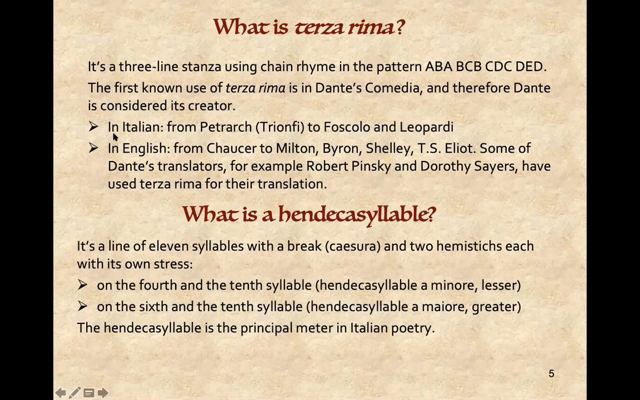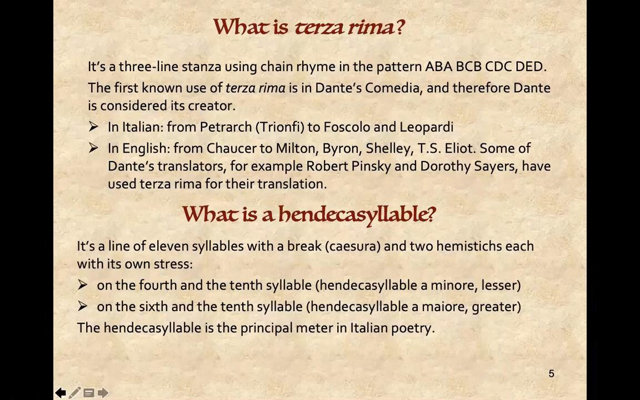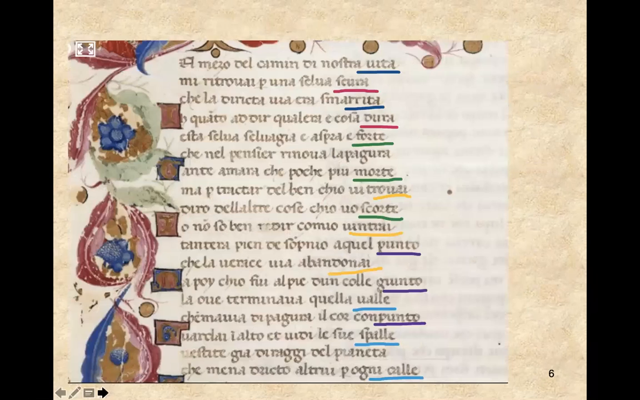Dante invented the terza rima, and it was used over and over in Italian poetry. But as you can see, it was also adopted somehow in the English language. In terms of the length of the verse, it is 11 syllables, hendecasyllable, which can have different stresses, okay? One on the 4th and the 10th, or one on the 6th and the 10th. And again, I'll show you this in a minute.